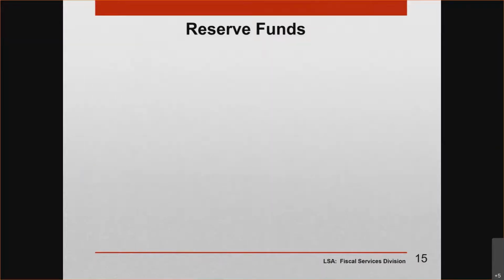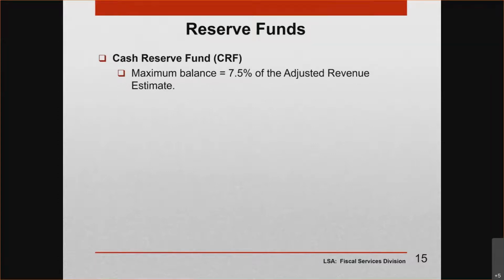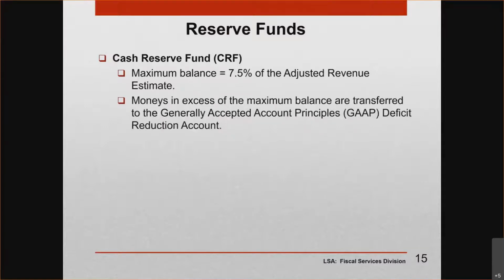Let's talk about the reserve funds. The state has 2 reserve funds. The first one here we're going to talk about is the cash reserve fund. Iowa code requires a maximum balance in the cash reserve fund that cannot exceed 7.5% of the adjusted revenue estimate. Any monies from the surplus, the surplus is what feeds the cash reserve fund. Any monies from the surplus that are in excess of this maximum balance, once that maximum balance is reached, gets transferred to what we call the Generally Accepted Accounting Principles Deficit Reduction Fund, or GAAP Deficit Reduction Fund for short.